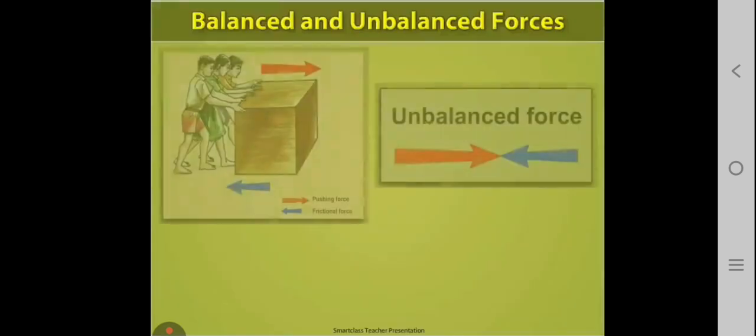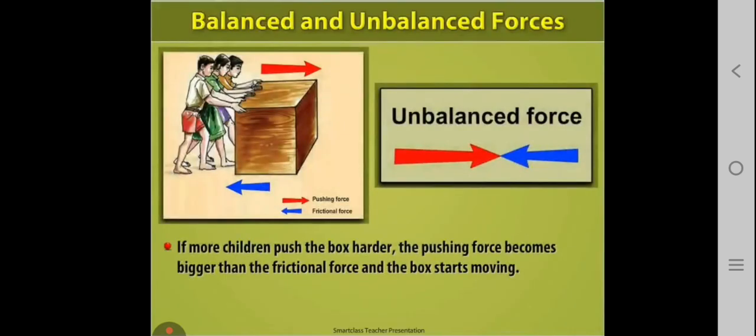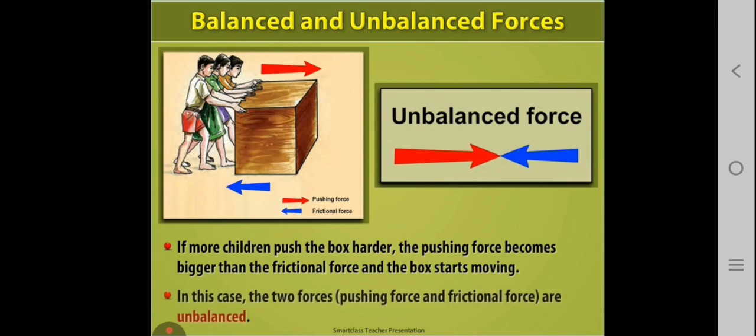If more children push the box harder, the pushing force becomes bigger than the frictional force and the box starts moving. In this case, the two forces, pushing force and frictional force, are unbalanced.